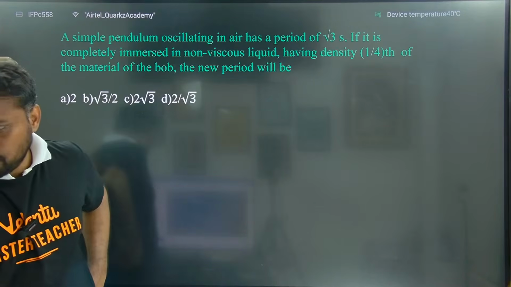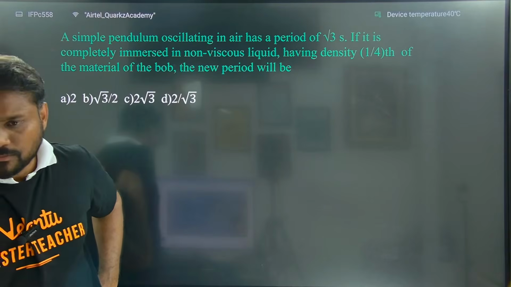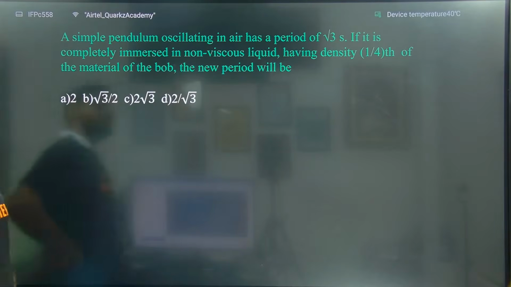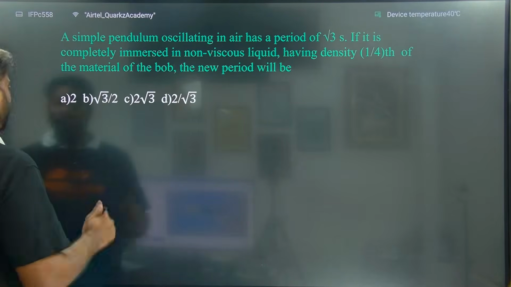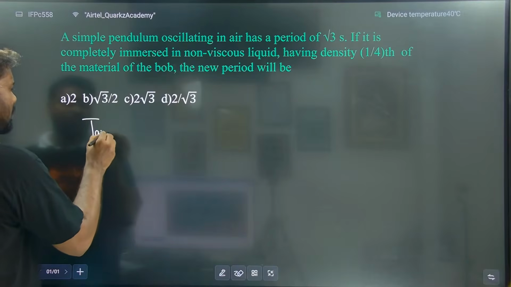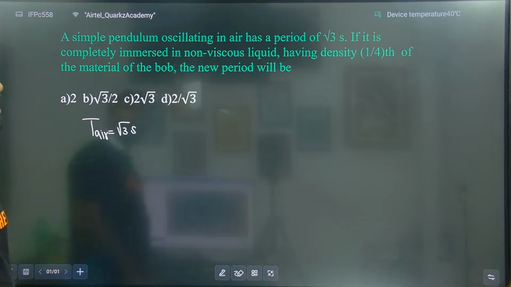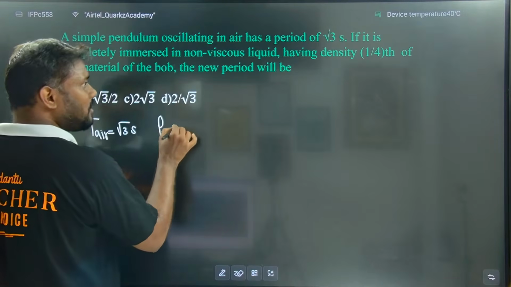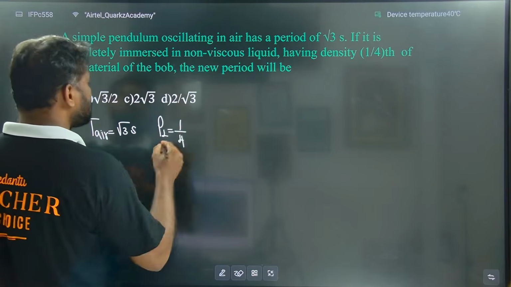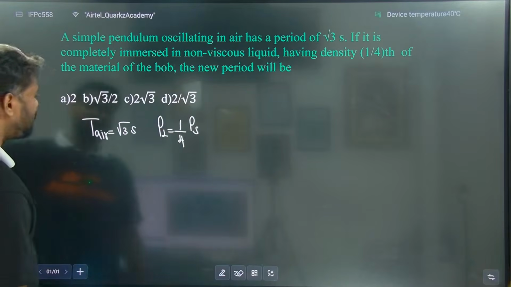Can you try to solve this problem and tell me the answer for this question? A simple pendulum oscillating in air has a time period of √3 seconds. What is the new time period if it is completely immersed in a non-viscous liquid whose density is 1/4 of the density of the solid material? Can you tell me the answer for this? Come on, try to answer this one.